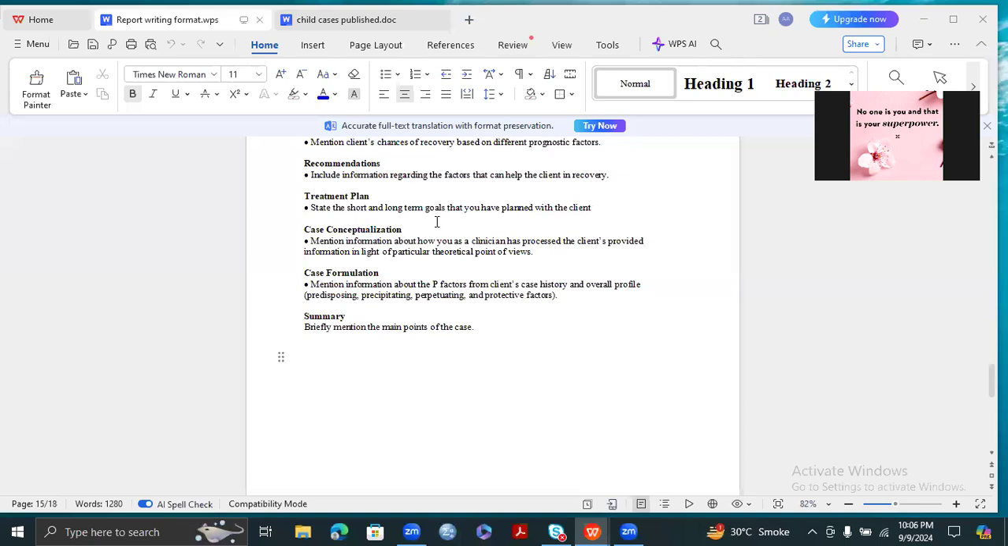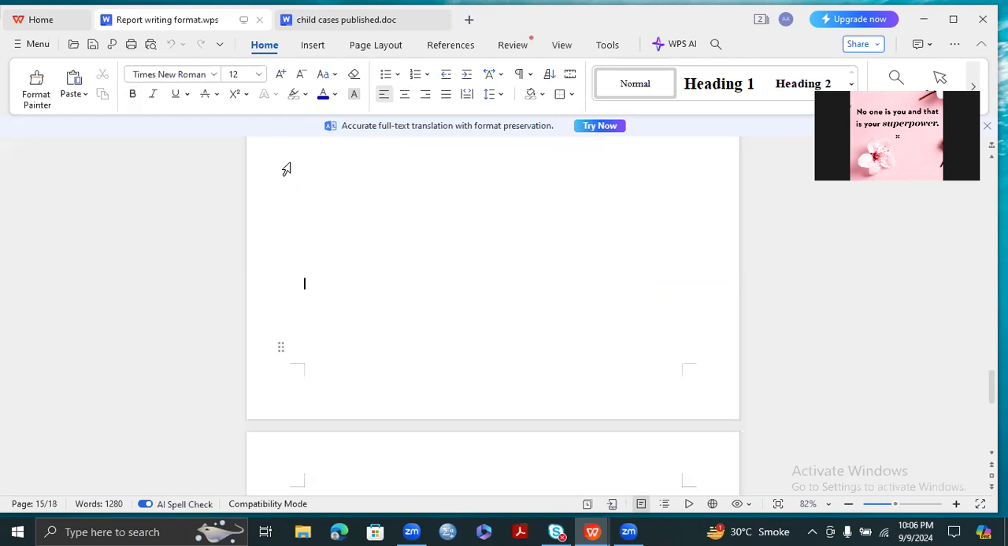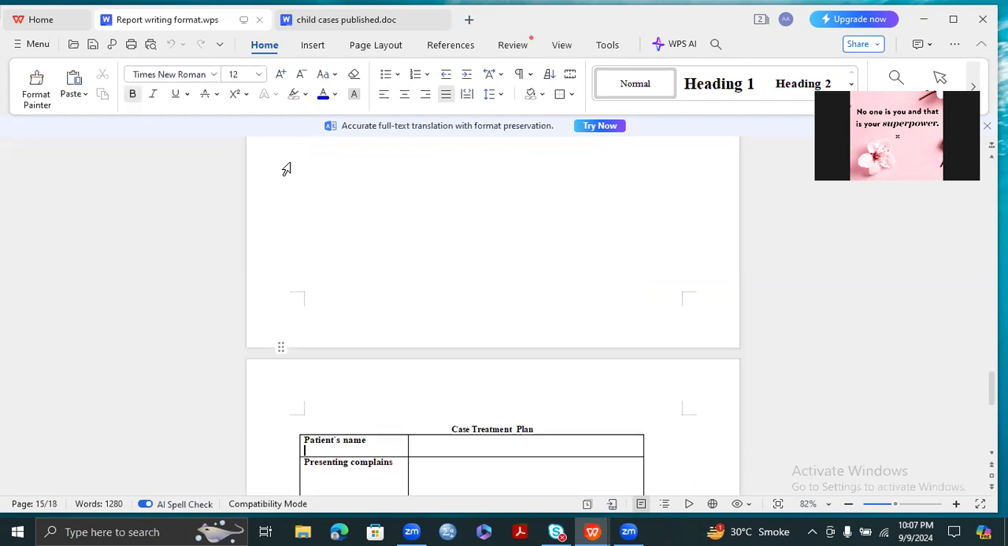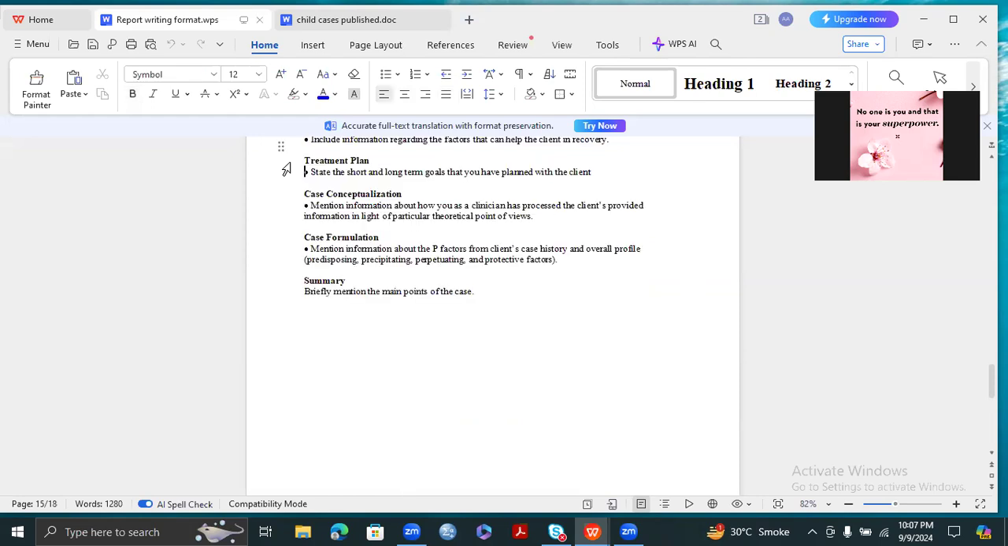We were discussing the treatment plan, right? Because of some internet issue, it was discontinued, but let's just start from here. In case of the treatment plan, we will be discussing the whole sequence of writing the treatment plan later, but currently we will be going through the basics of the treatment plan just in case of our presentations, right?